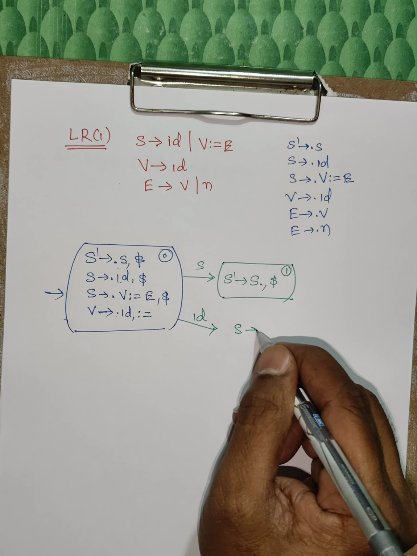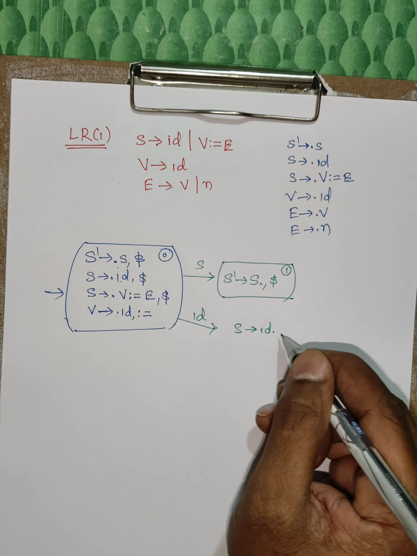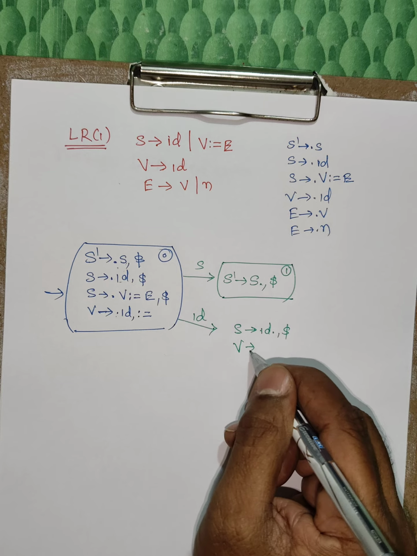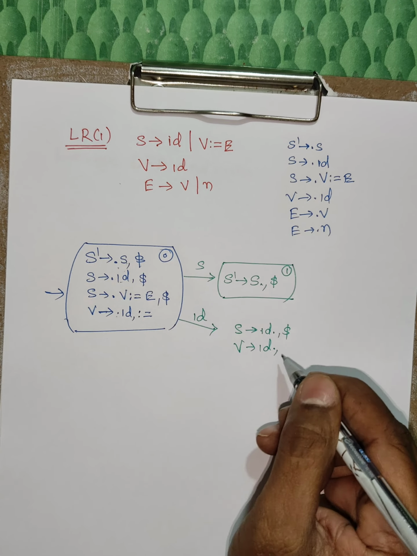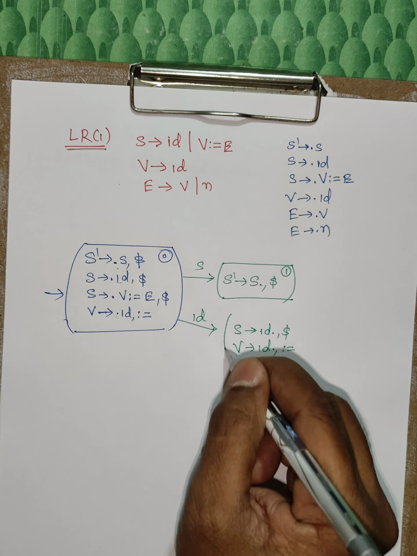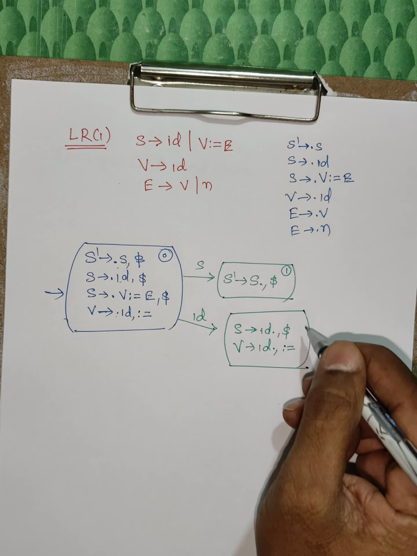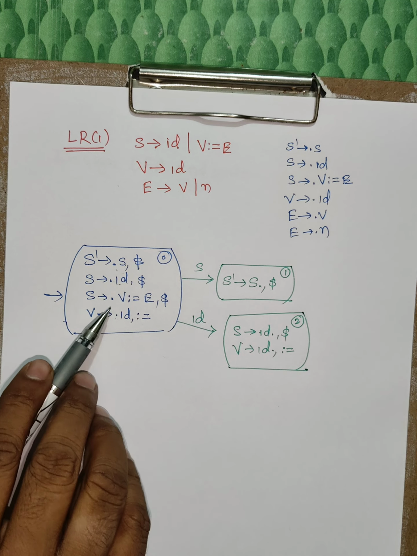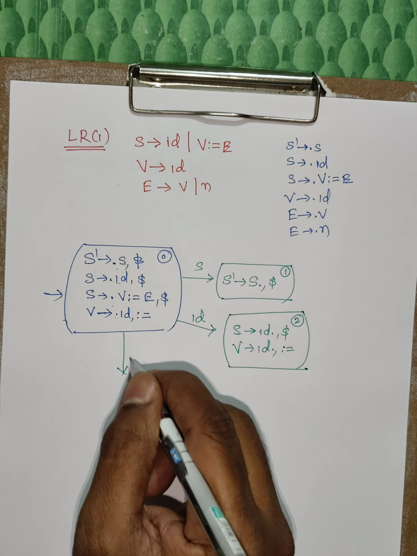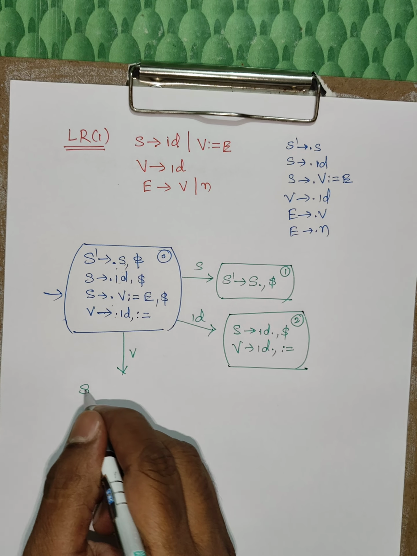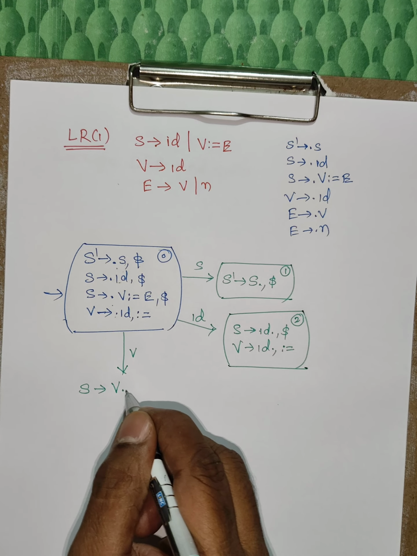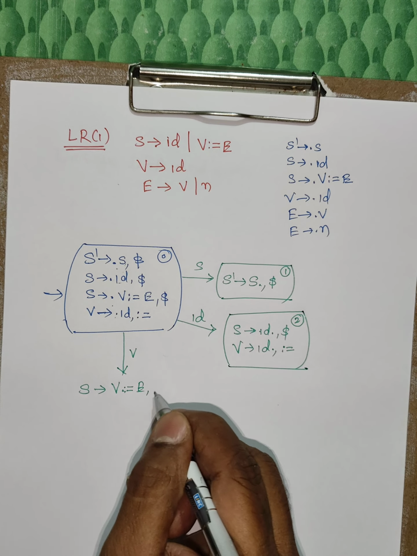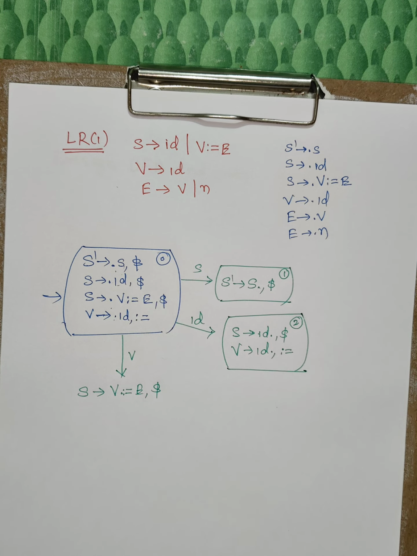S produces id dot carry lookahead dollar, then V produces id dot with colon equal to. This is state 2. The next is transition on capital V. Transition on V means S produces V dot colon equal to E, and the carry lookahead during transition is the same.